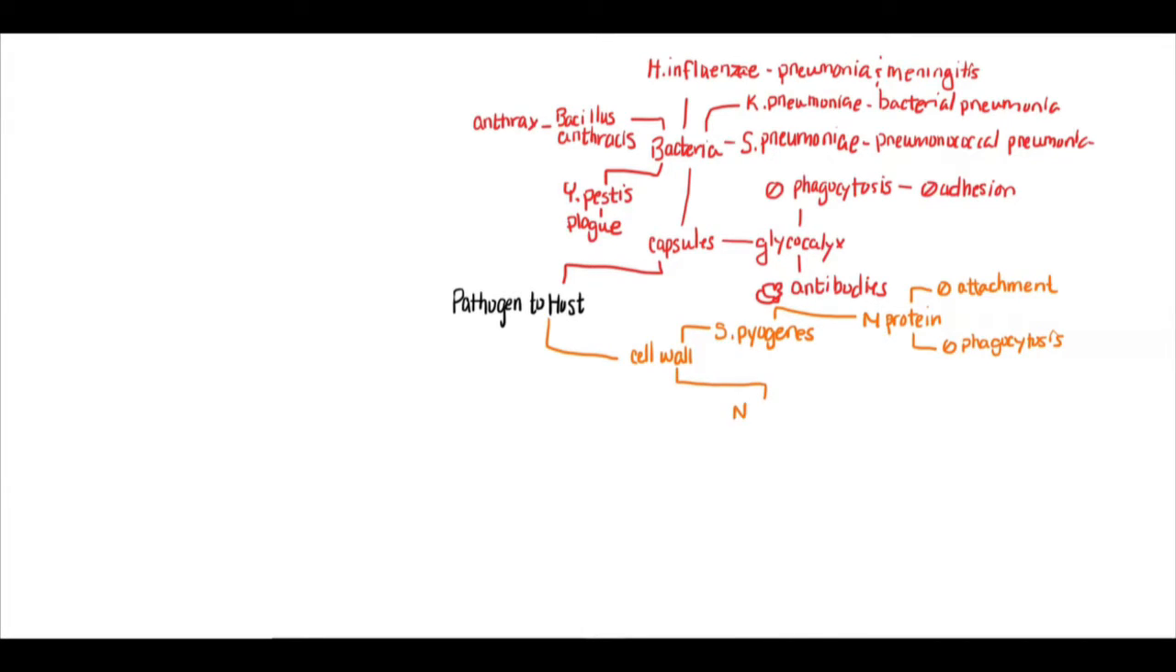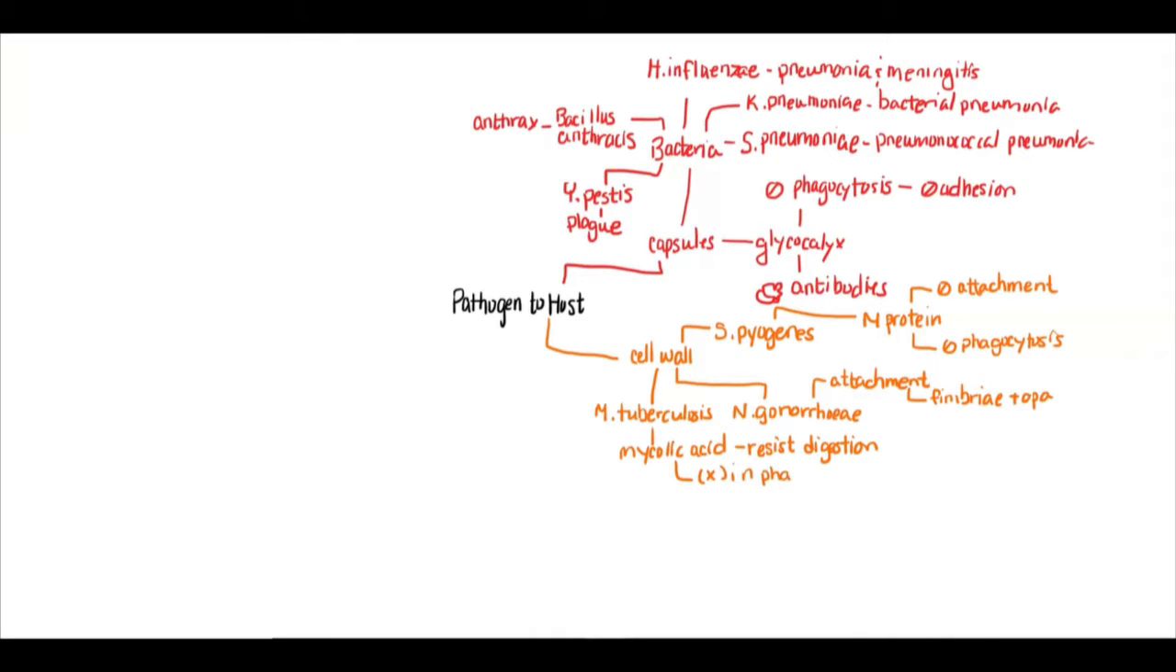Neisseria gonorrhoeae has fimbriae and Opa, which is a protein on its outer membrane. They are used to attach to the host cell, and the host cell takes in the bacterium. Mycobacterium tuberculosis has mycolic acid that aids in the resistance of digestion by phagocytes.